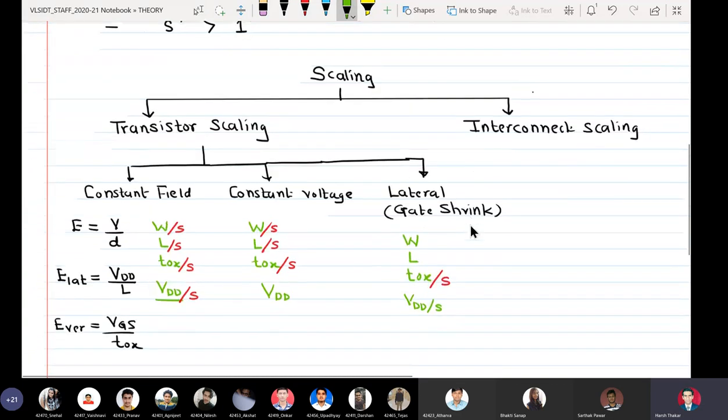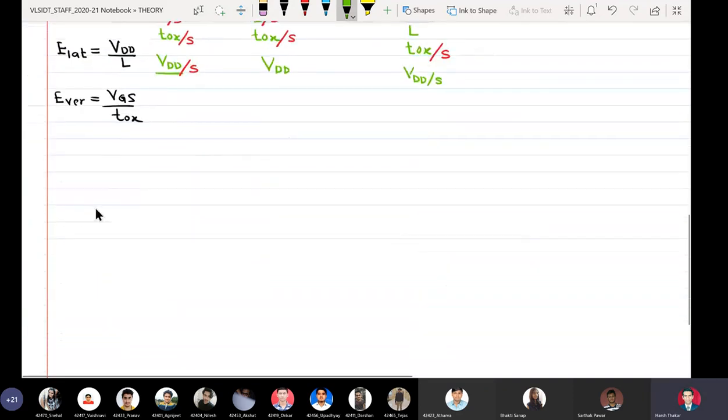Interconnect scaling is not in the syllabus, so I'm not going to discuss it, but it does exist.